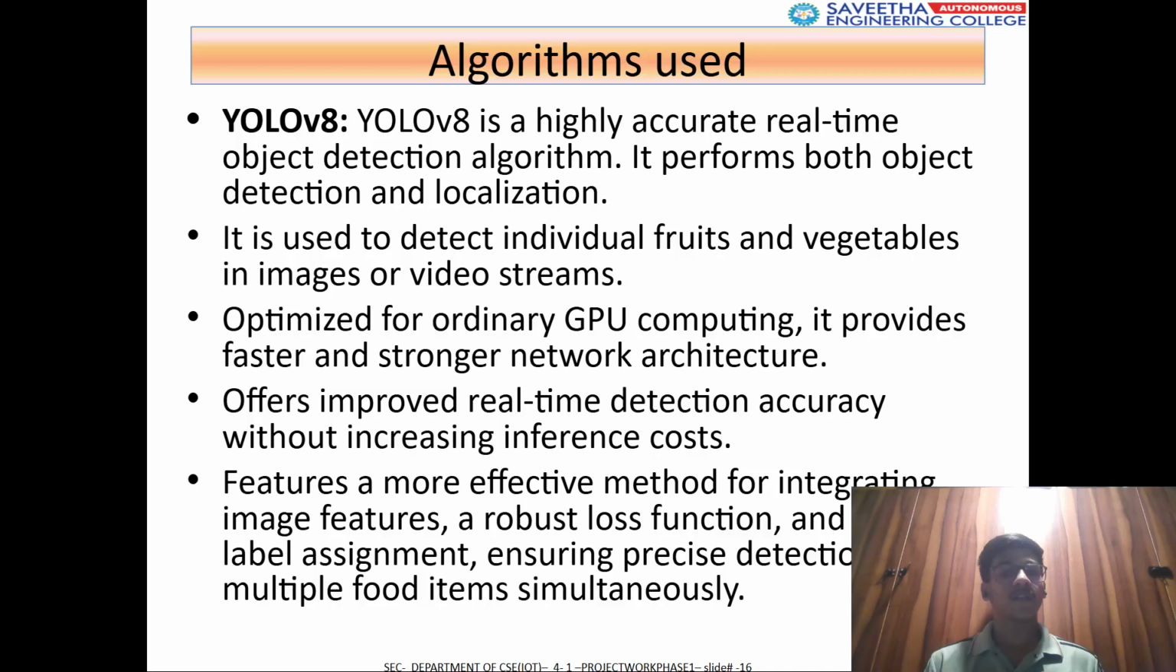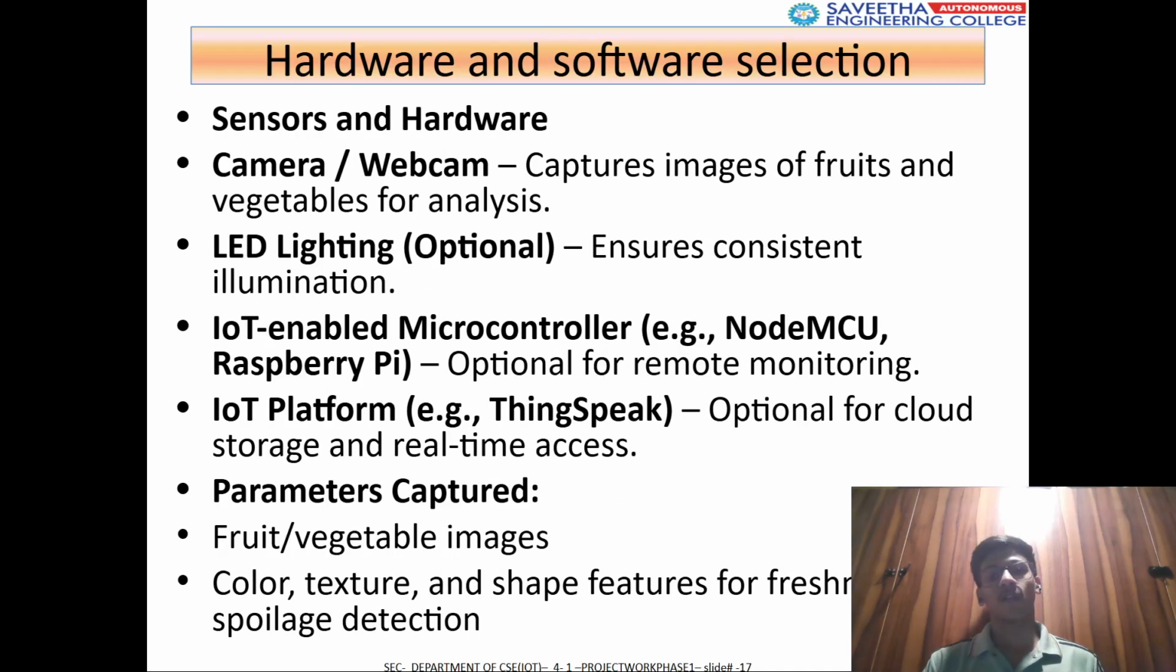Now the hardware and software selection. The sensors and hardware are our laptop, capturing images of fruits and vegetables with our own laptop. For a real-time project, IoT-enabled microcontrollers like Raspberry Pi and NodeMCU are optional for remote monitoring. Otherwise, we can use IoT platforms like ThingSpeak, optional for cloud storage and real-time access. The output depends on color, temperature, texture and shape features for freshness and spoilage detection.